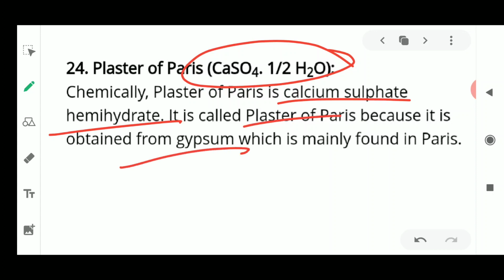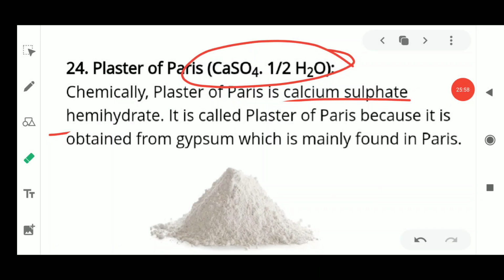Because it was obtained from gypsum, and gypsum is mainly found in Paris. That is why it is known as plaster of Paris. It is chemically known as calcium sulfate hemihydrate. Please remember the name, calcium sulfate hemihydrate. This is the picture of plaster of Paris, which is mainly in powdered form.